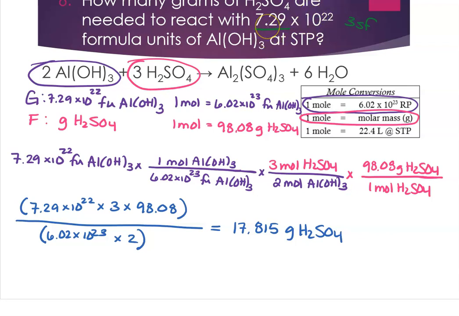It's just whatever the value of the number is. All right, so 3 significant figures, so 1, 2, 3. So this will be 17.8 grams of H2SO4.